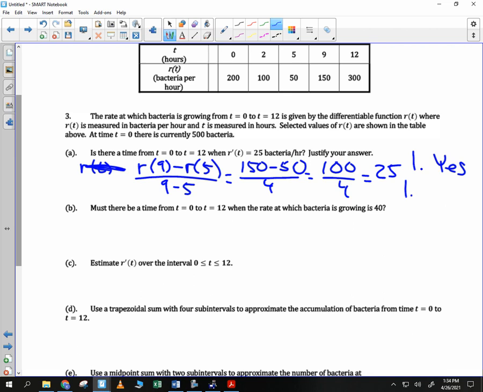Now, the other point that you want to be given here is stating which theorem. Do you guys know which we use here? This is the MVT, because you were looking for rate, you were looking for a derivative there. So the mean value theorem guarantees.